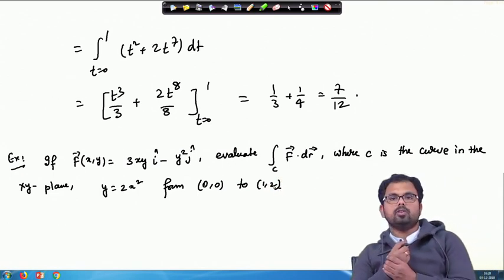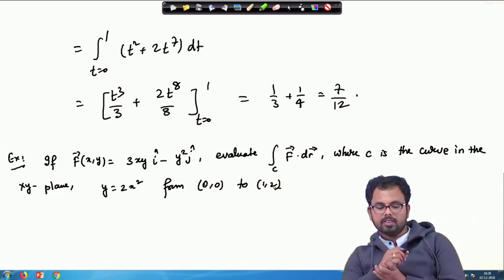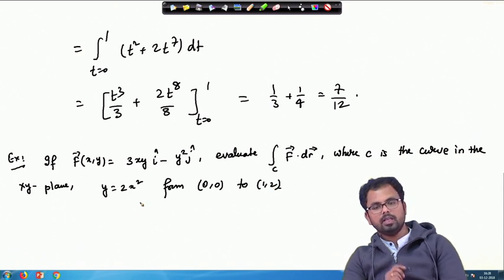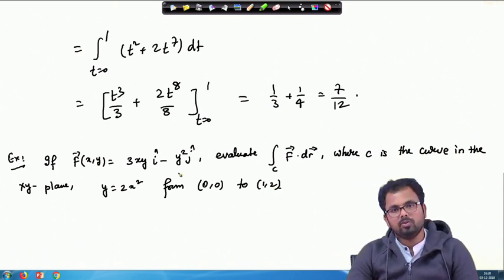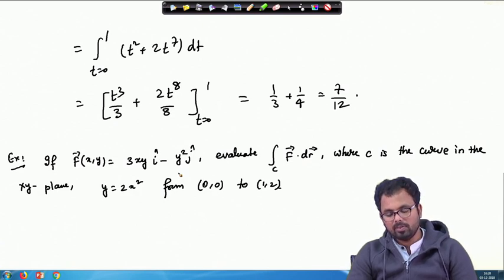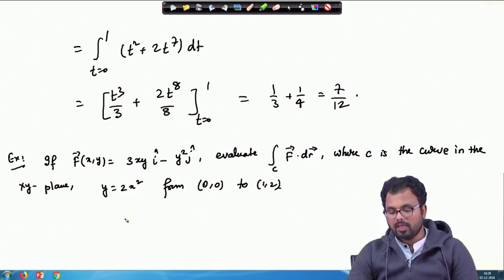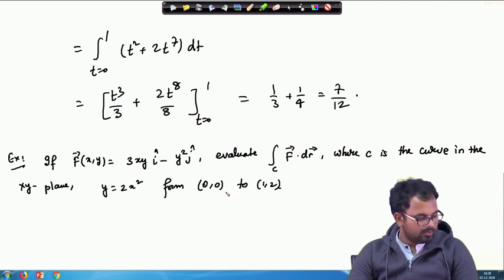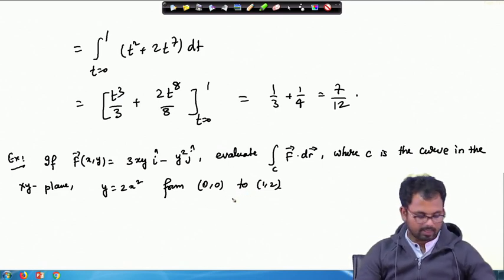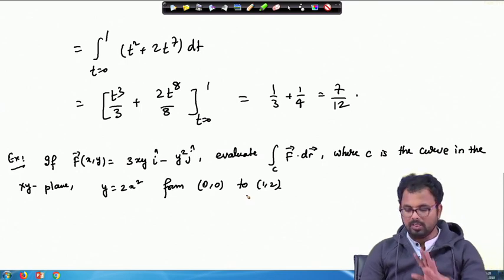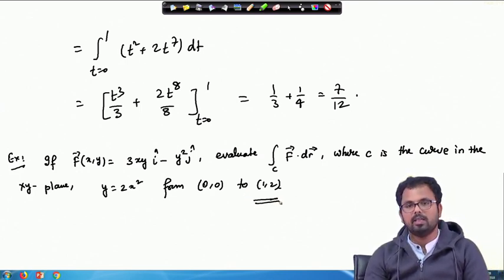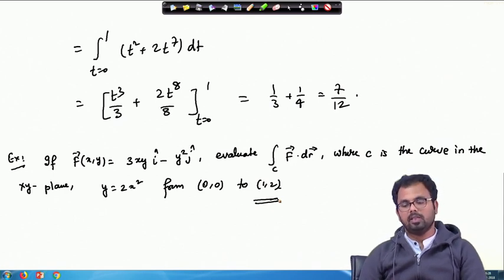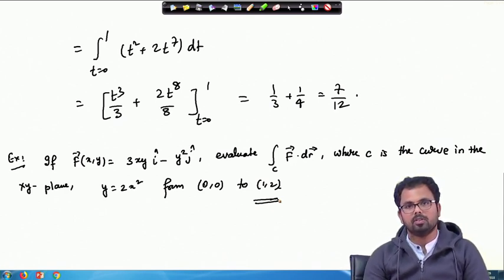So this example is also pretty much similar to the previous example. Here the given equation is again a parabola. So we have to assume x equals t, and y then will be 2t square. At both of these two points, the equation will satisfy. Therefore, t will run from 0 to 1, and from there, just integrating like before will give you the required answer. So this example is exactly like the previous example, and I leave it up to the students to practice.